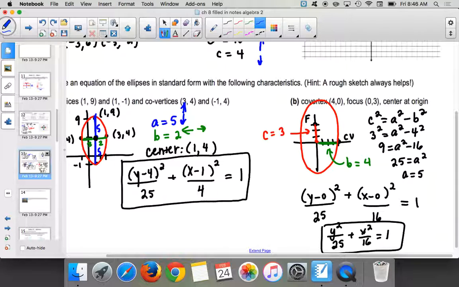You know it's vertical because the foci are going to be, there's basically going to be 5 points along the major axis. So you're going to have the vertex, the focus, the center, the focus, the vertex. So if the focus was vertical from the center, then it has to be a vertical ellipse. You get it?